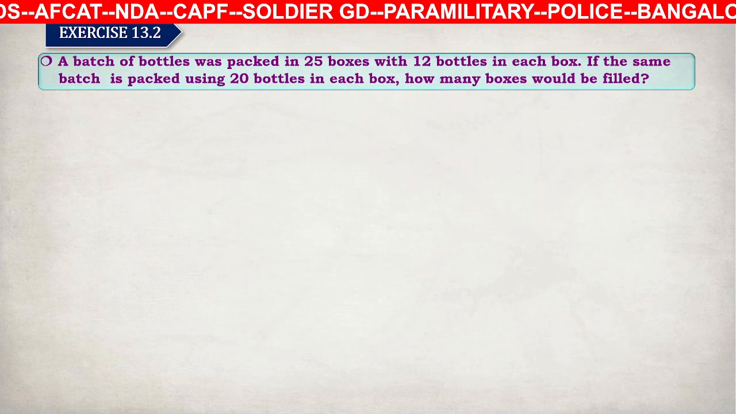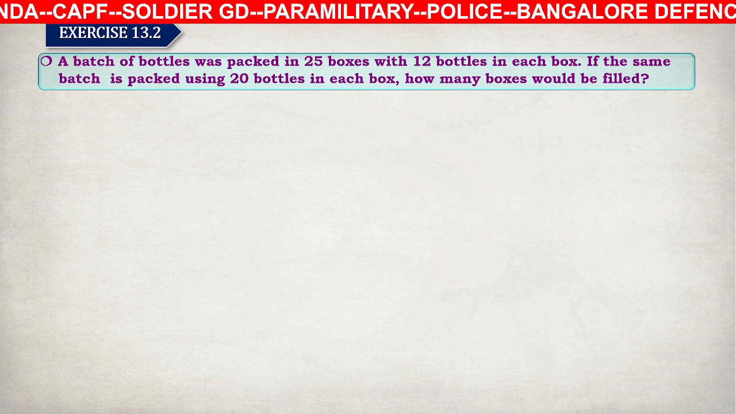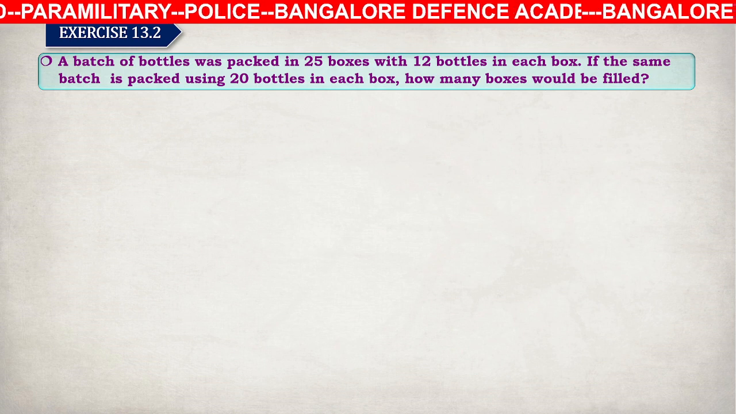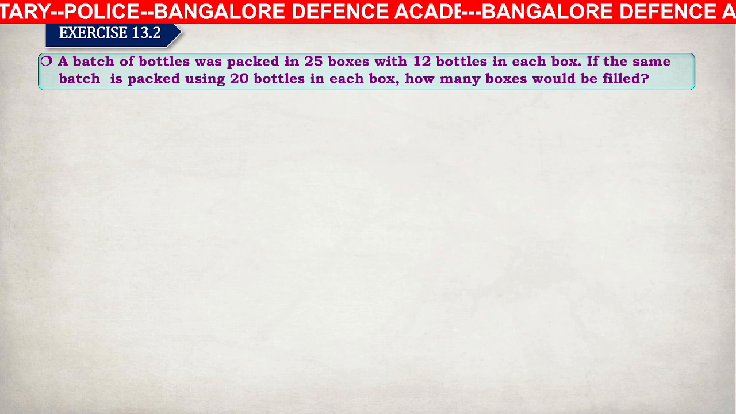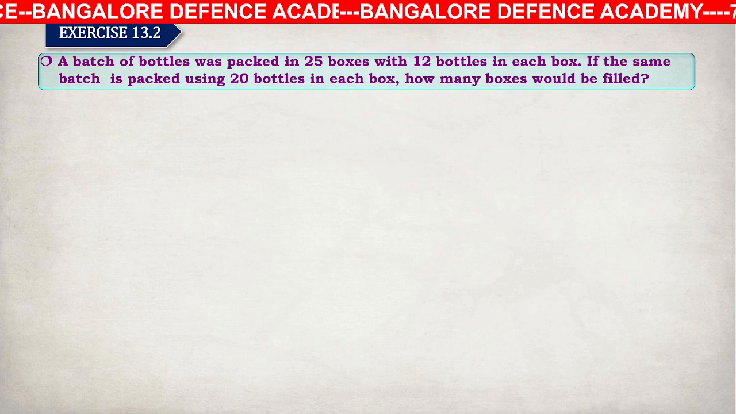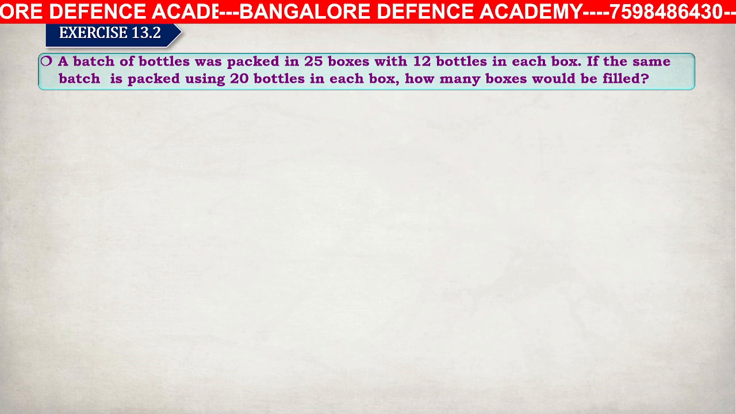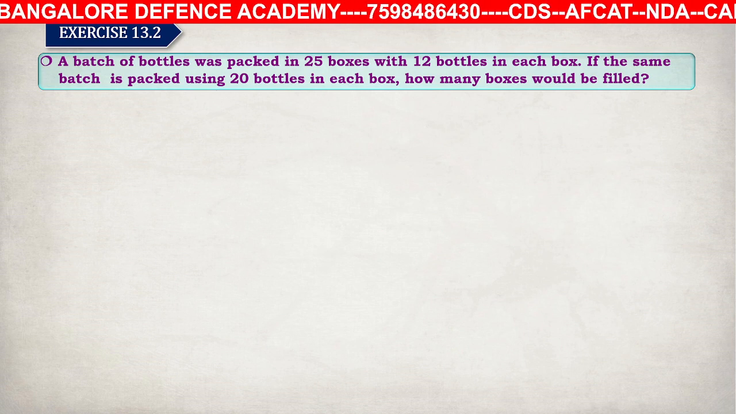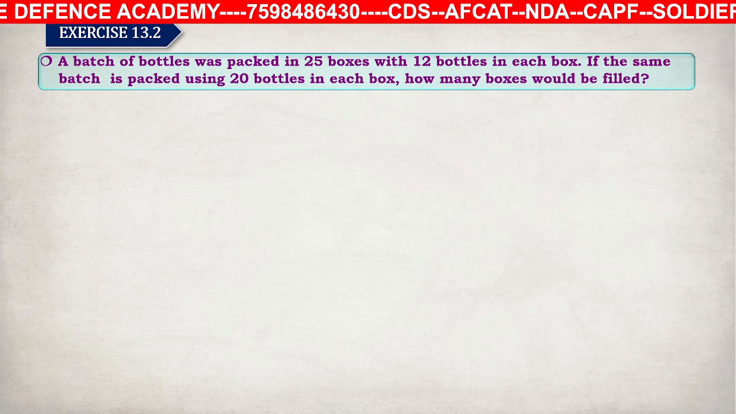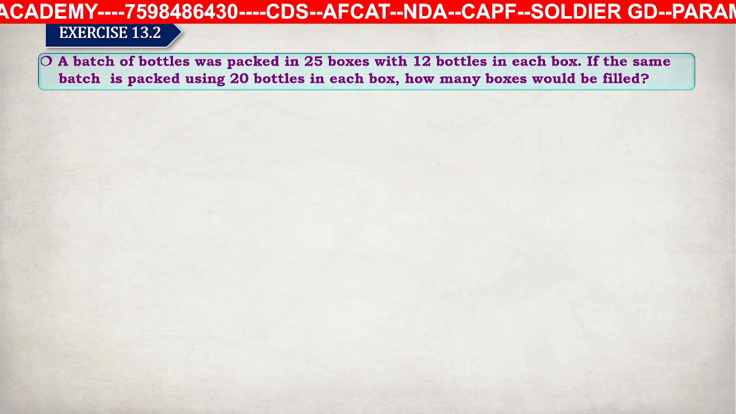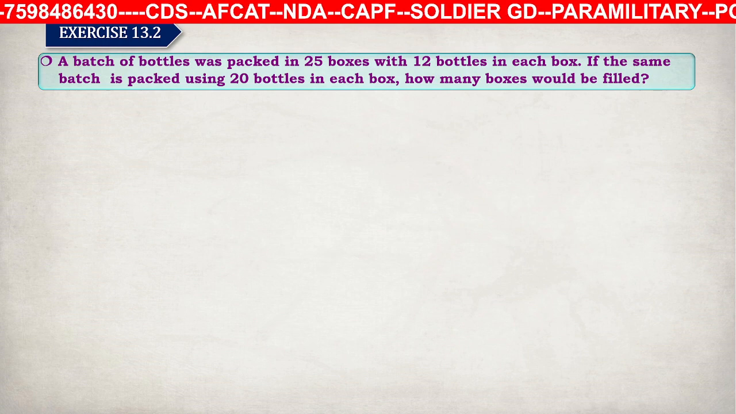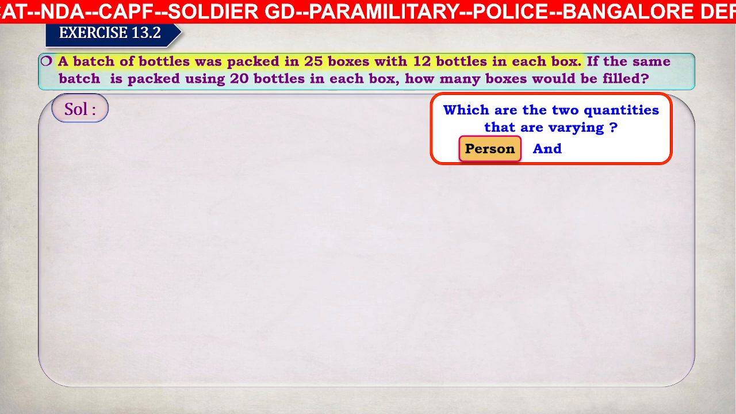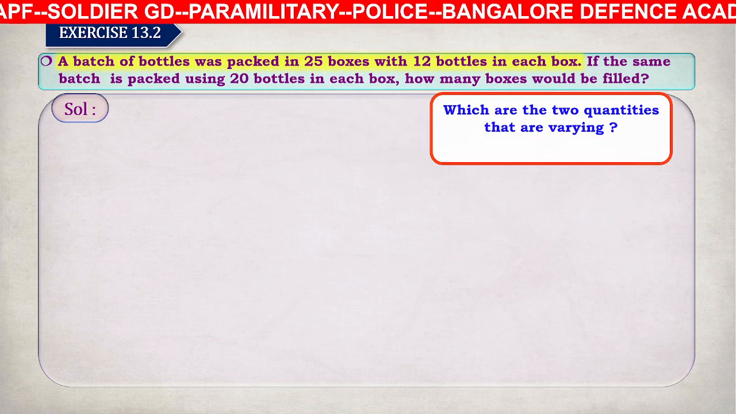Next. A batch of bottles was packed in 25 boxes with 12 bottles in each box. If the same batch is packed using 20 bottles in each box, how many boxes would be filled? Now what is happening? There are boxes, and in each box there are some bottles. In the initial case, 25 boxes, and inside each box there are 12 bottles. Now I am increasing the number of bottles, so the number of boxes will decrease. So try to understand, I am comparing two quantities: one is boxes and the other is bottles.